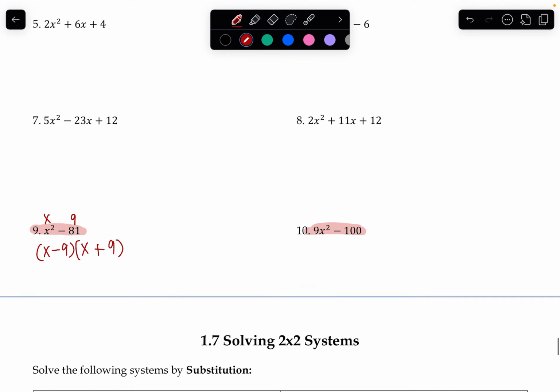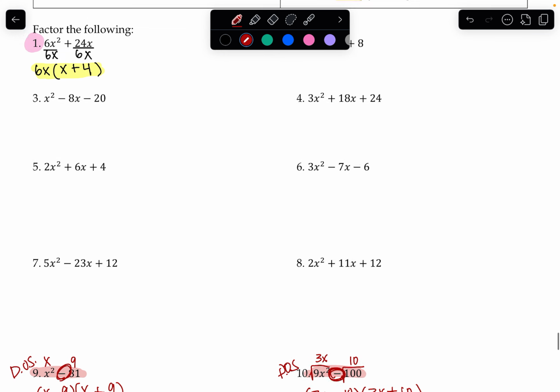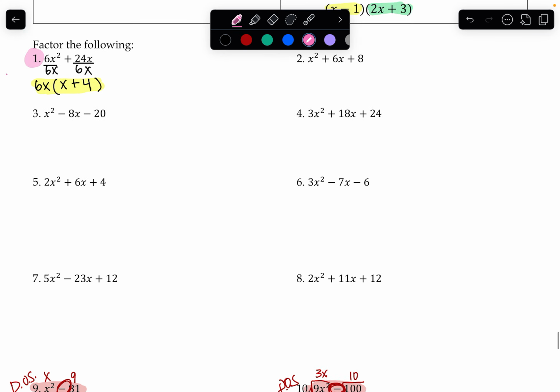Okay, same idea here. The square root of 9x squared is 3x. The square root of 100 is 10. And so you're going to write the 3x and the 10 twice. One with the minus, one with the plus. It's important that each time you notice there's a minus sign between them. Okay, these are difference of squares. This was a GCF.